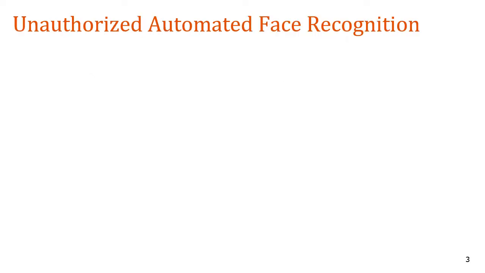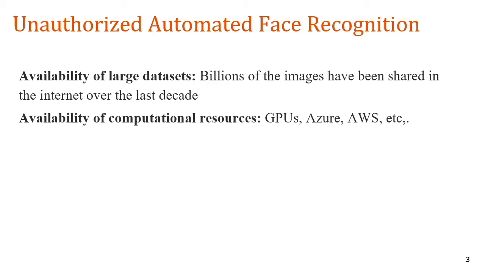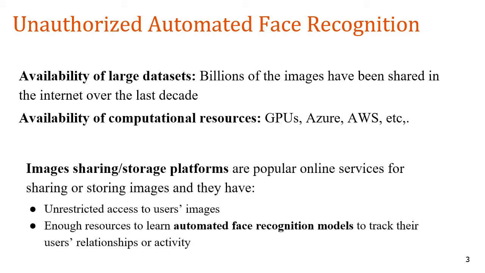In this paper, we especially focus on unauthorized automated face recognition models, and the reason is that there are billions of available images, and an adversary can use GPUs, Azure, or AWS to learn very large and highly accurate face recognition models. And we focus on image sharing platforms especially because they already have access to our images, and they have the resources to learn face recognition models, so they can easily track our relationships or activities.